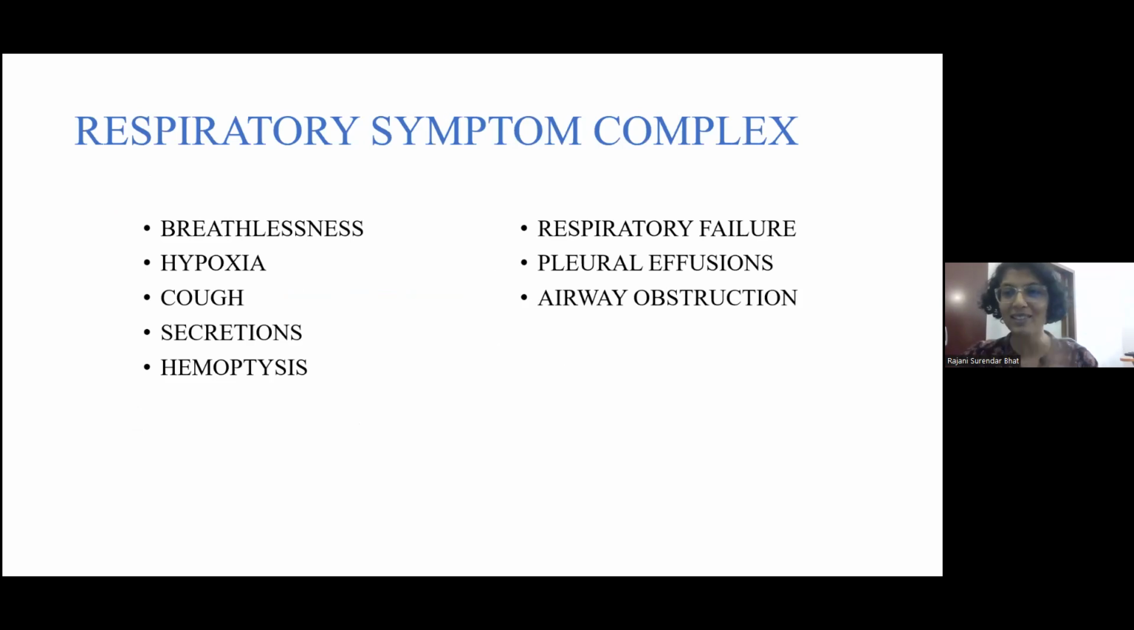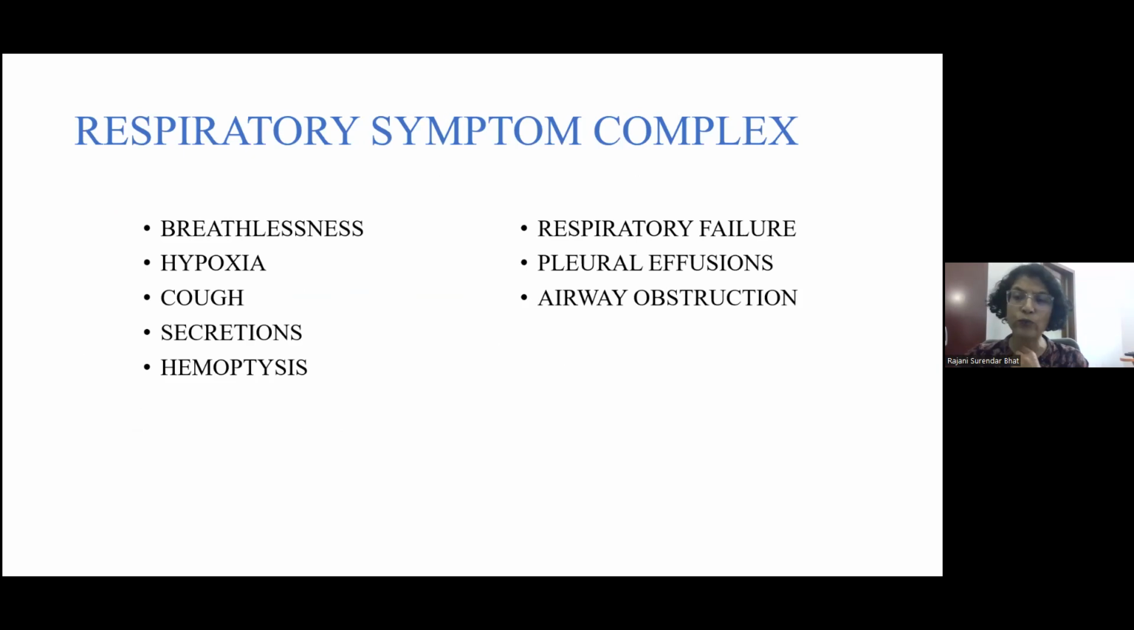So what is this big, giant, complex respiratory symptom complex that we are dealing with? There is breathlessness. There are low oxygen levels, hypoxia, which is measured. So there is one thing which is the symptom of breathlessness. There is another thing which is the objective measure of low oxygen saturations.